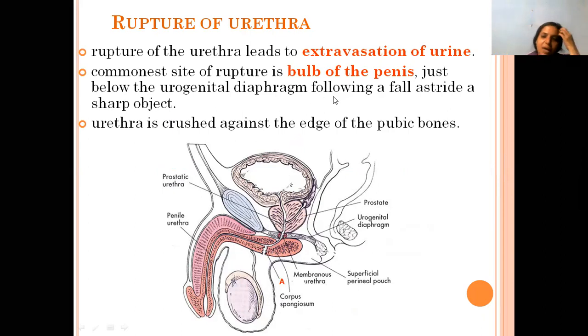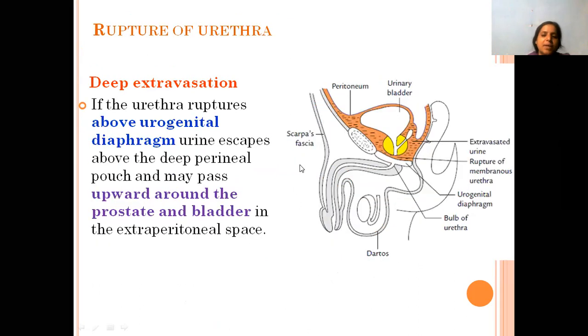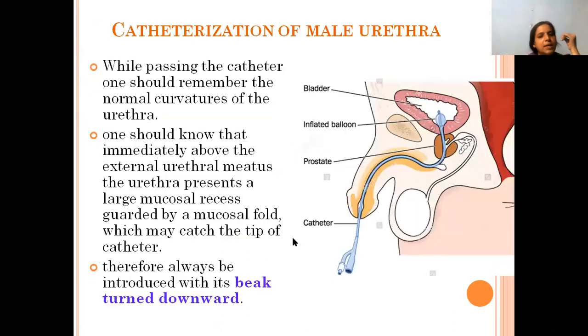Suppose the person falls from a height or falls on some sharp object, it may be crushed against the edge of the pubic bones. Okay, this is the pubic bones. So if it gets crushed, there may be extravasation of urine. Like we see in this whole area shown in orange color, normally urine should come out like this. Unfortunately, the urethra is ruptured and the urine is filling around the scrotum and in the anterior abdominal wall, isn't it? So these are all abnormal areas where the urine may get collected, in the true pelvis region. So that is extravasation.